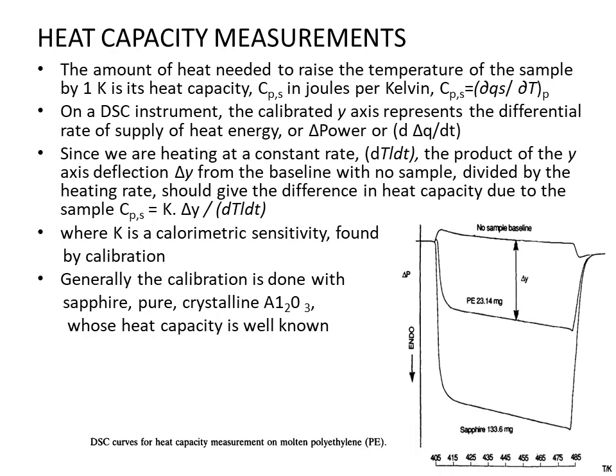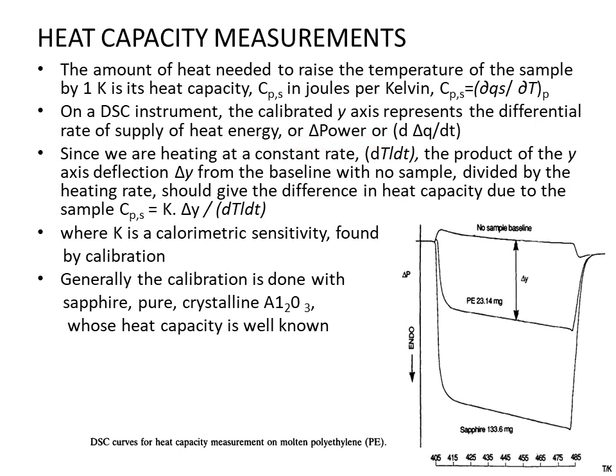Next one is heat capacity measurements. Now, what is heat capacity? The amount of heat needed to raise the temperature of the sample by 1 Kelvin is its heat capacity, Cp of the sample, given in joules per Kelvin. That is equal to the heat of the sample divided by the temperature change. On a DSC instrument, the calibrated y-axis represents the differential rate of supply of heat energy, or we may call it change in power.